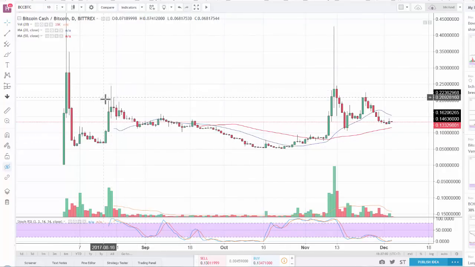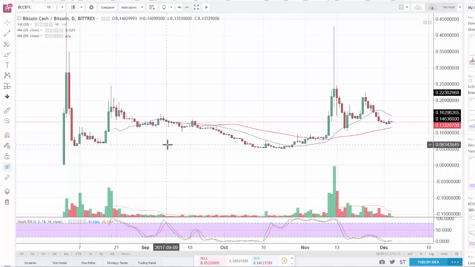Even with this long downtrend here that lasted how long? A couple of months or whatever, or a month and a half. Even with this, Bitcoin Cash has outperformed Bitcoin since the day it was released. So it was released here, the 6th of August.